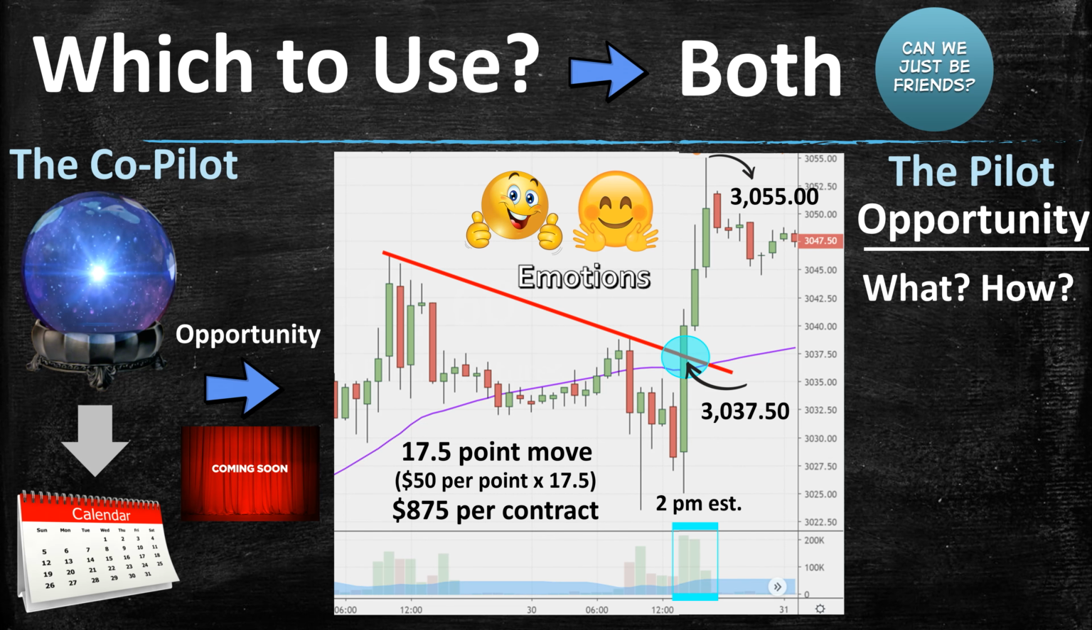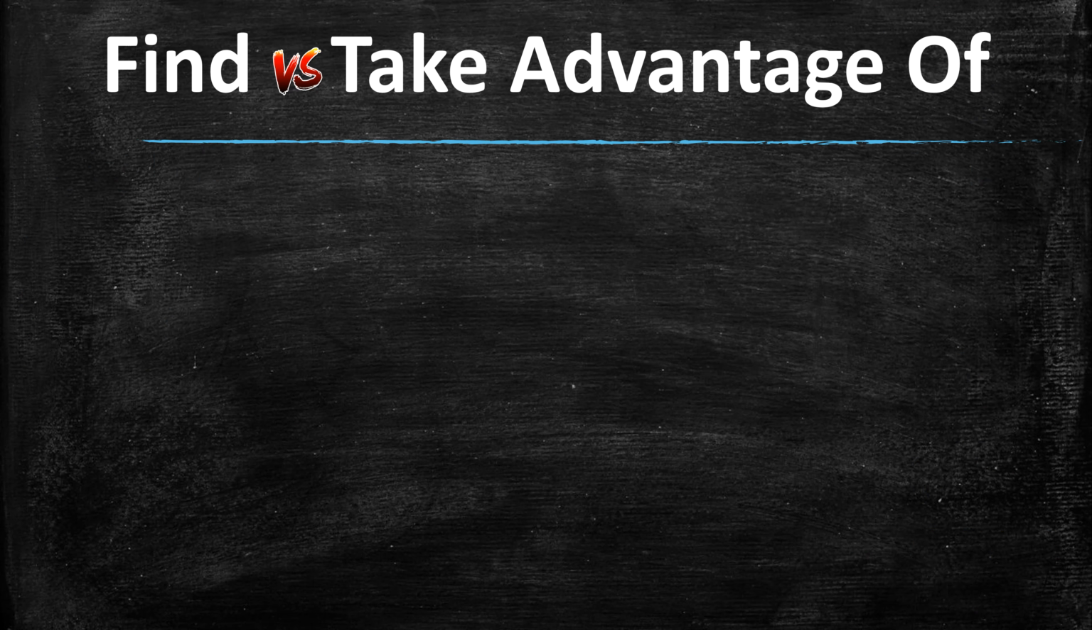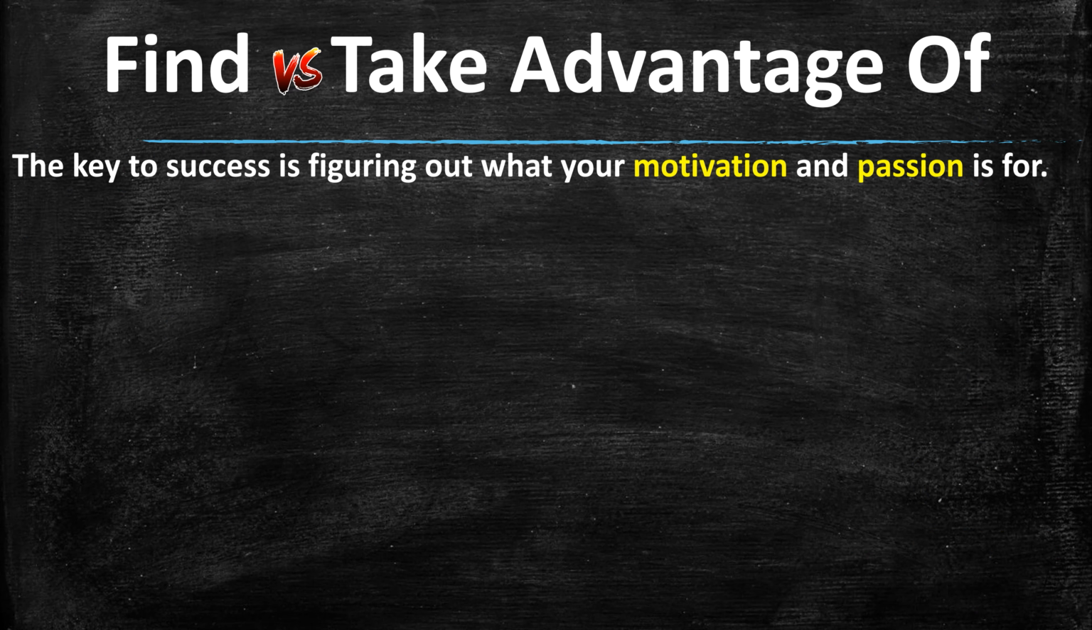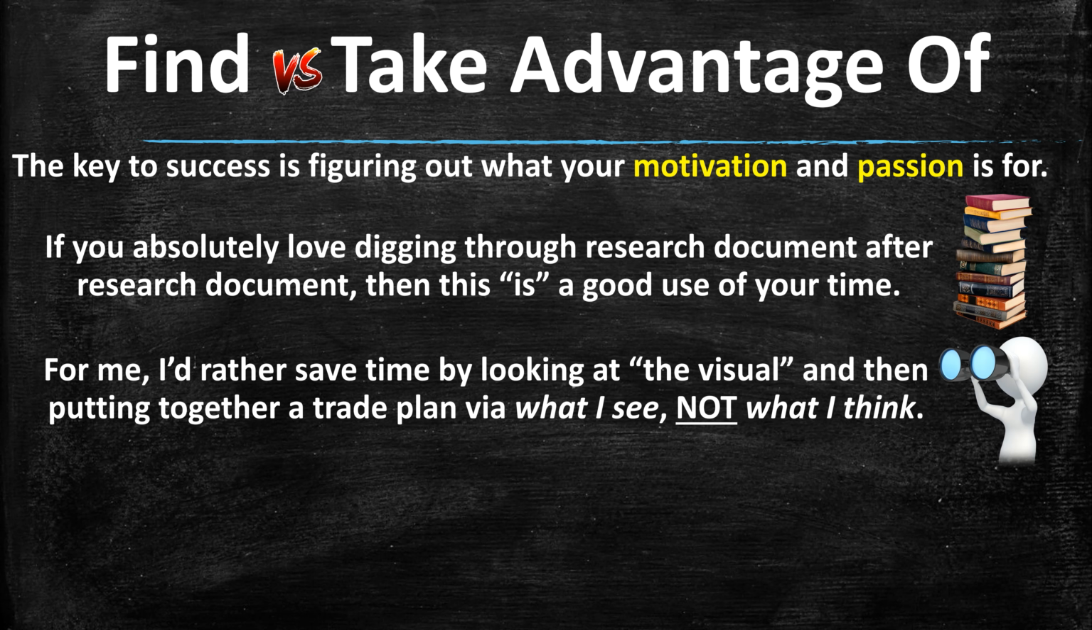So again, it all boils back to this. What do you want to use to find the opportunity? And then what do you want to use to actually take advantage of the opportunity? So that's what it boils down to: find versus take advantage of. And the key to success is figuring out what your motivation and passion is for. So if you absolutely love digging through research document after research document, then hey, some people might love it. Wow, you want to spend your time doing that? But no, if you absolutely love it and you have a passion for it, then it's a totally good use of your time. For me, I'd rather save time by just looking at the visual and then putting together a trade plan via what I see and not what I think.